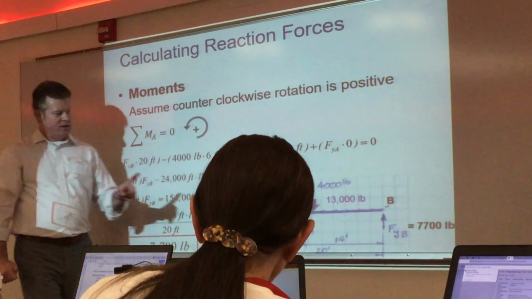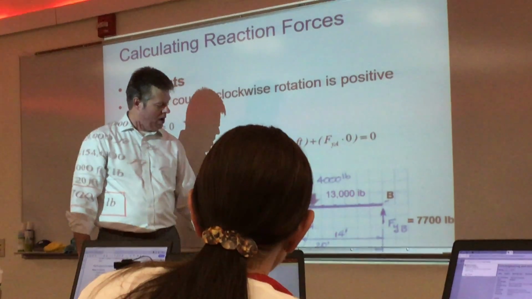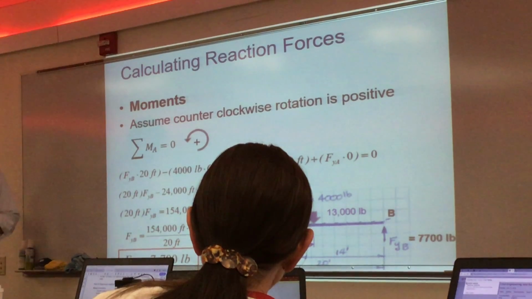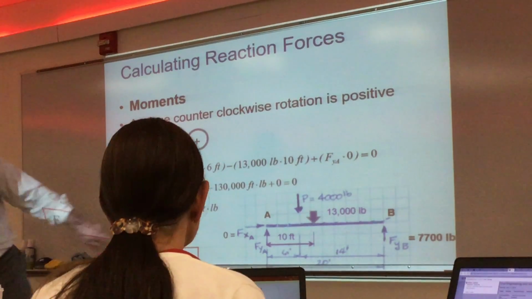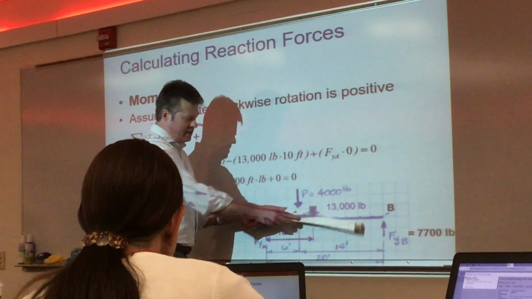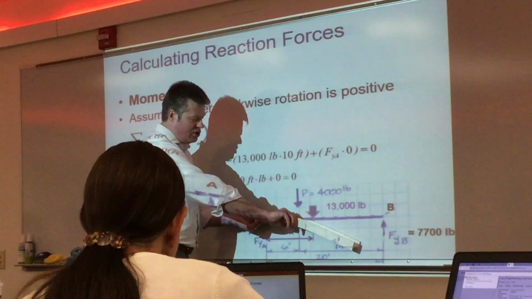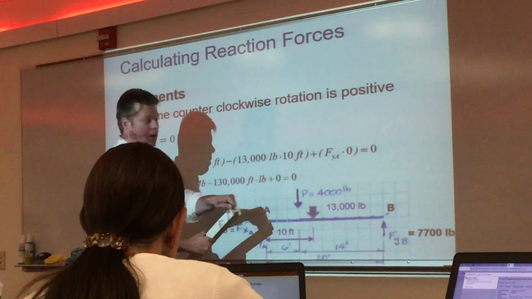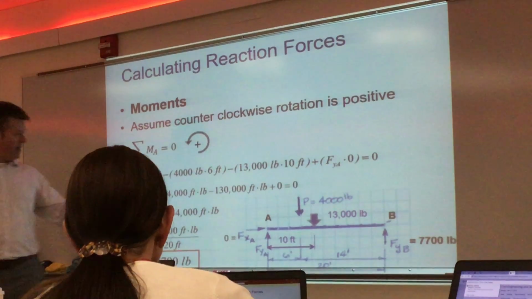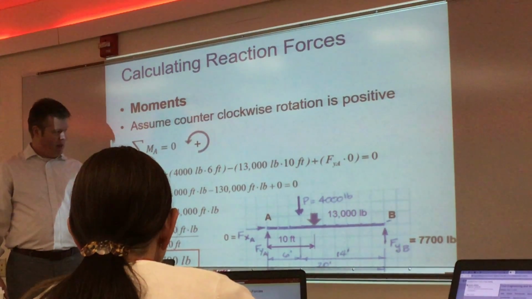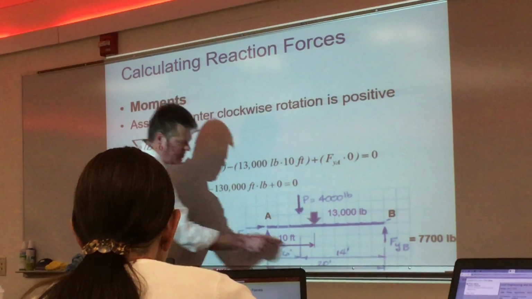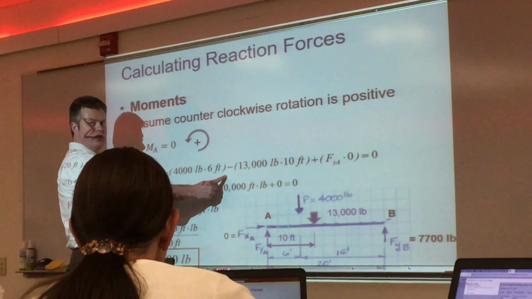Let's look at 4,000. This was the applied concentrated load, which was at a distance of 6 feet on the original drawing. Was that the 4,000 pound we're going to? Yep. So the 4,000 pound load, if I consider it pushing on the beam, it's going to go clockwise, which is a negative on my sign convention. So I plug in a negative on my sign convention, and I take the 4,000 pound load times 6 feet, and that gives me the magnitude of the moment.